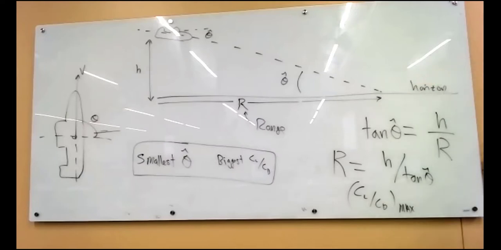This is important. Because if you're in a powered airplane, and the engine quits, and you need to know, well, how far can you go to get to a runway? This is the equation, and this is the condition you want to fly at. You want to fly at a velocity that gives you CL over CD max.